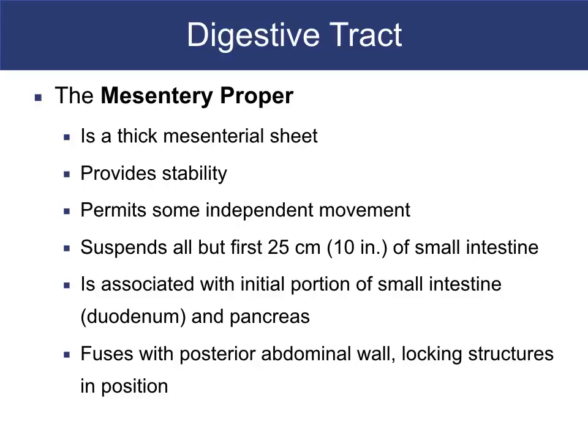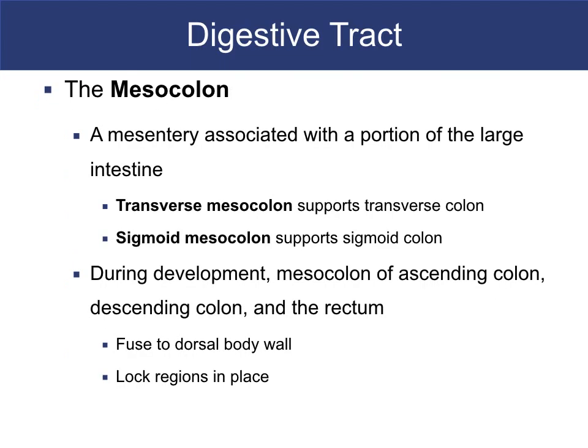It's pretty thick. It's got lots of blood vessels in it that carry blood to the intestine, stabilizes everything, but yet allows a little bit of independent movement so things can kind of move and squirt and push the food along. It suspends all but the first part of the small intestine called the duodenum, and it fuses back posteriorly, which kind of holds everything in place. We'll see it in the lab. We'll talk about it more as we get into the pictures here.